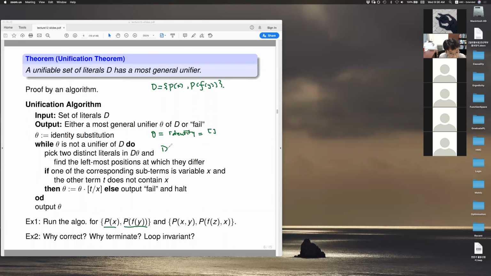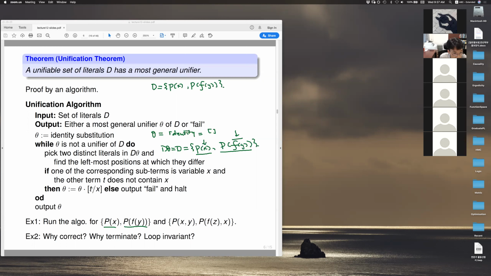So d theta in this case is identical to d, which is p of x and p of f of y. So we pick two different literals after substitution. They are p of x and p of f of y, and try to identify the first leftmost position where the difference appears. And that is, in one case, it's an x and it's f of y. And that's exactly the good case according to this conditional statement. In one literal we have the variable x. In the other, we have a term f of y, which doesn't contain this variable x.